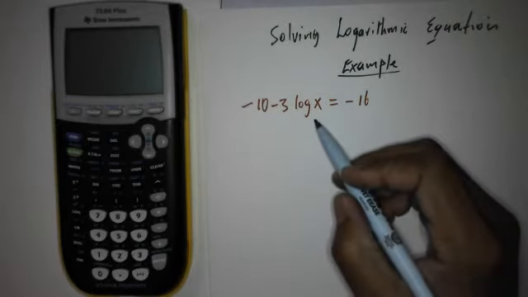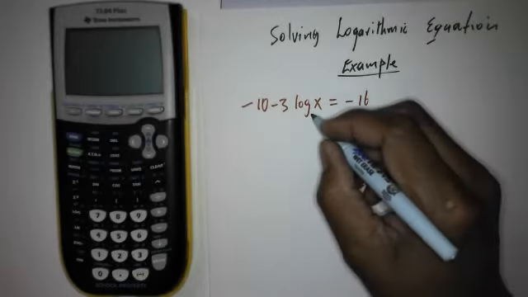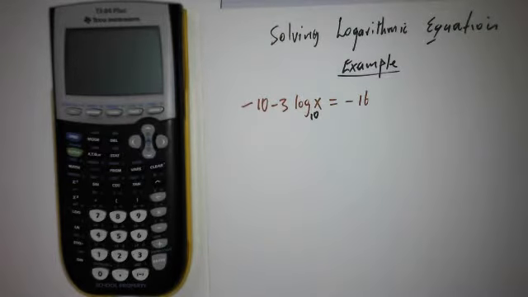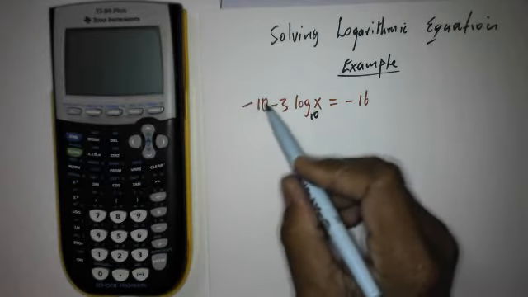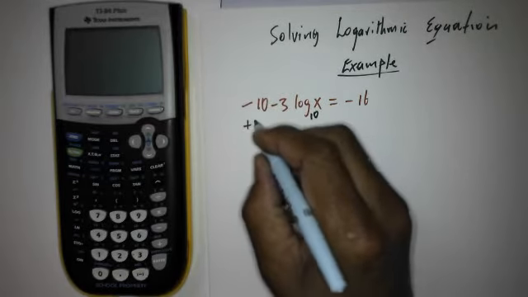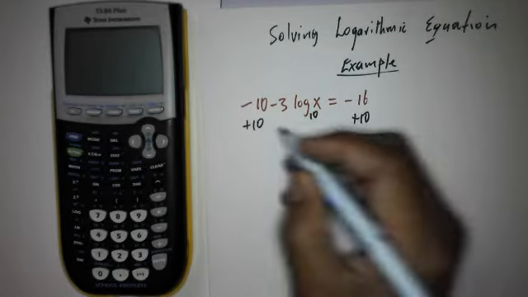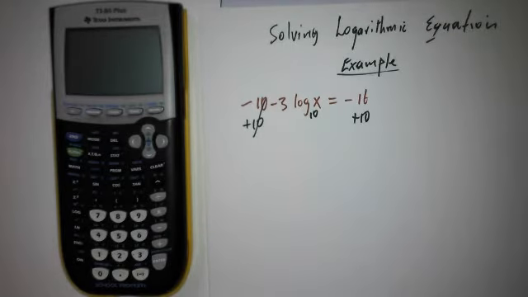Whenever you're doing a log question and you don't see a base, the base is 10. So we put a 10 there. Now we're going to solve this like we solve a normal equation. In solving a normal equation, you would get rid of anything that is added or subtracted first. So we add 10 to both sides. That part would cancel.